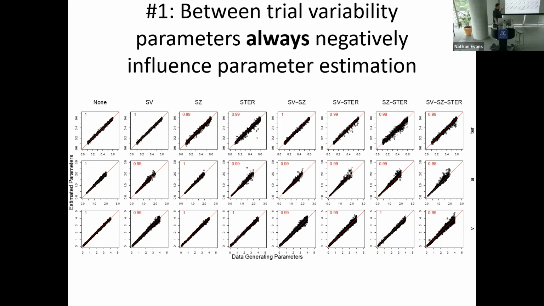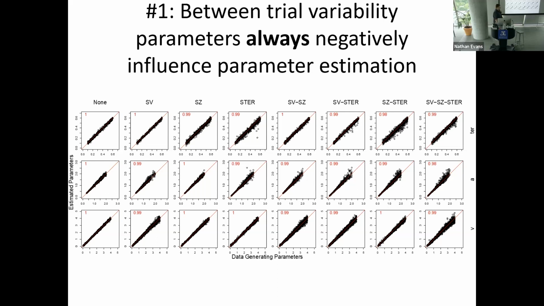Now, in terms of the grouping of the plots, the top row is non-decision time, the second row is threshold, and the third row is drift rate, right? These are the 3 main parameters of the diffusion model that people are usually most interested in estimating. And then the different columns are the different models in terms of which between trial variability parameters are included. On the very left, we've got the very simple diffusion model, which only includes the base parameters, and on the other end, we've got the full diffusion model.